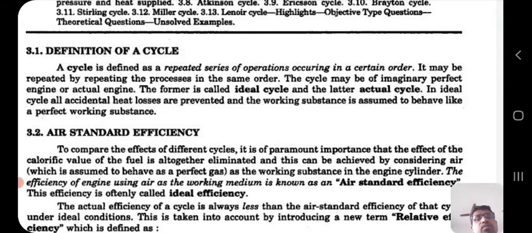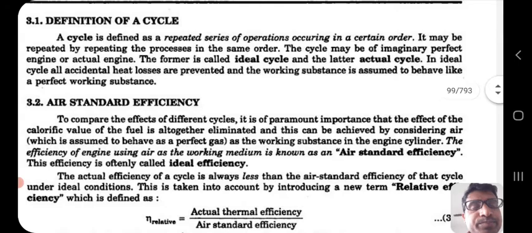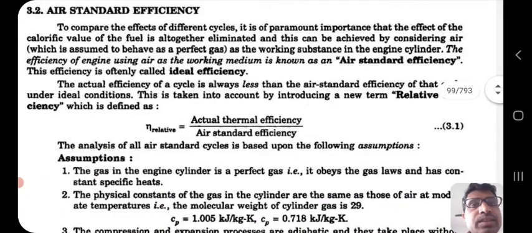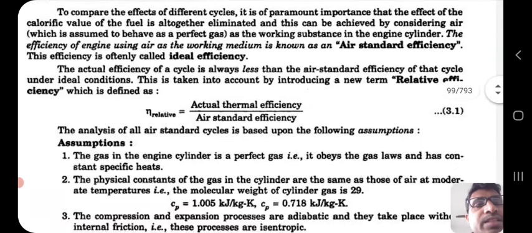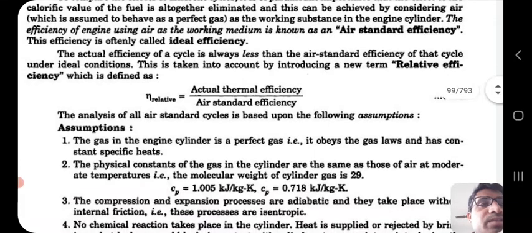In ideal cycle, all accidental heat losses are prevented and the working substance is assumed to behave like a perfect working substance. Air standard efficiency: to compare the effect of different cycles, it is of paramount importance that the effect of the calorific value of the fuel is altogether eliminated, and this can be achieved by considering air, which is assumed to behave as a perfect gas, as the working substance in the engine cylinder.